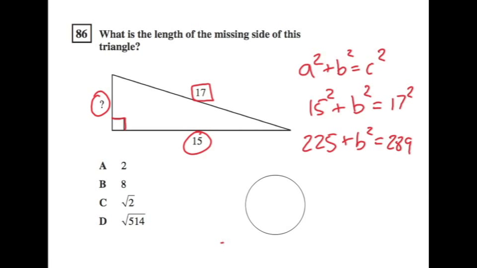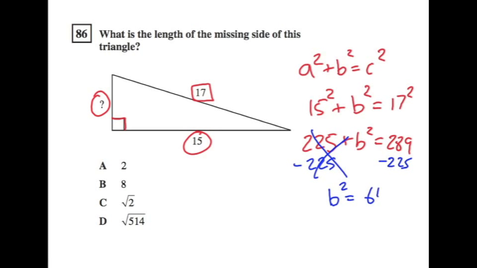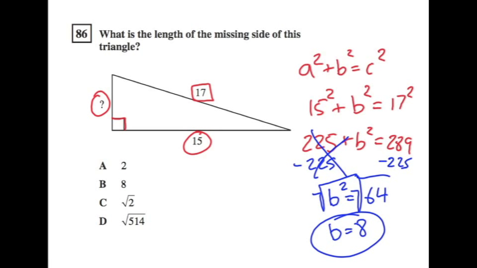All right, so now that I have that, I'm going to go ahead and try to get b by itself. So I'm going to subtract 225 from both sides. Minus 225, minus 225. This is going to cancel out. I'm left with b squared equals 64. So I'm going to find the square root of b squared, which is b. Now I have b by itself. The square root of 64 is 8. So the correct answer, the missing side, is 8.